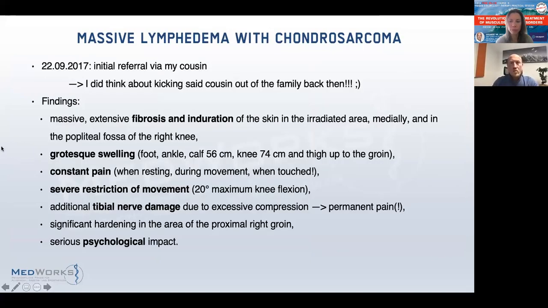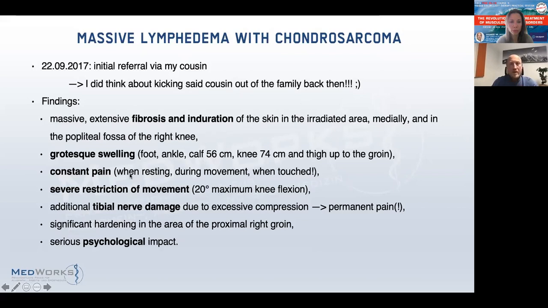And then we started, we had big fibrosis and induration areas there, of course. Then we started shockwave really from the ankle up to the end of the thigh. I was even working in the part where you have the most lymph nodes, at the beginning of his stomach. And after, you see the swelling was 56 centimeters at his calf, unbelievable.